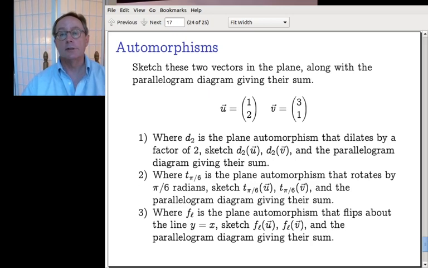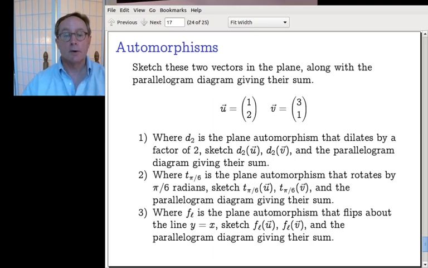I have two vectors in the plane, (1, 2) and (3, 1). And I'm going to apply three different automorphisms. The map that multiplies all the vectors by 2, the map that rotates all the vectors by pi over 6, and the map that flips all the vectors, in this case about the line y equals x.